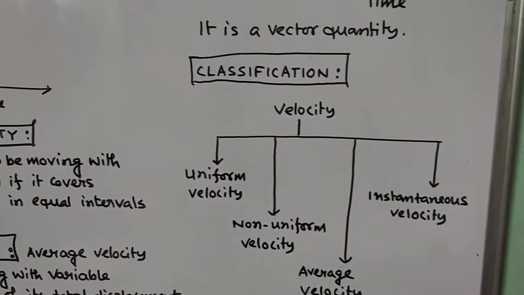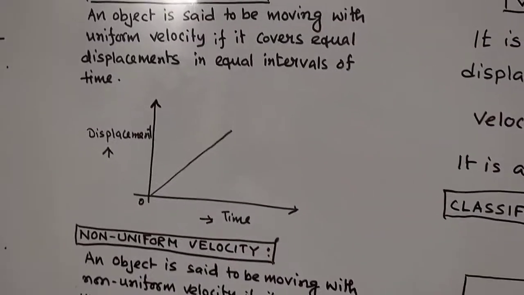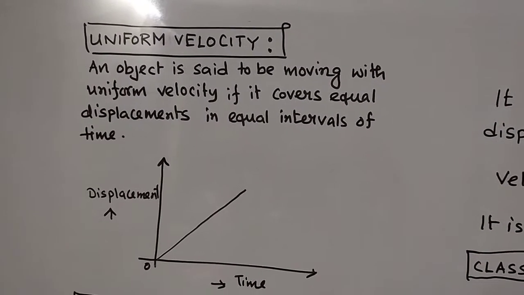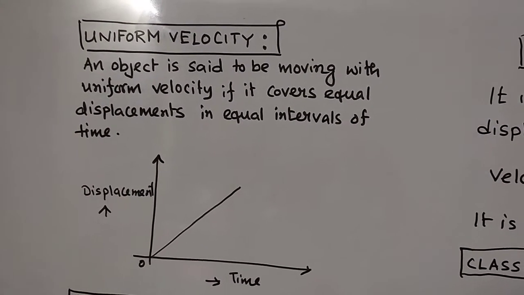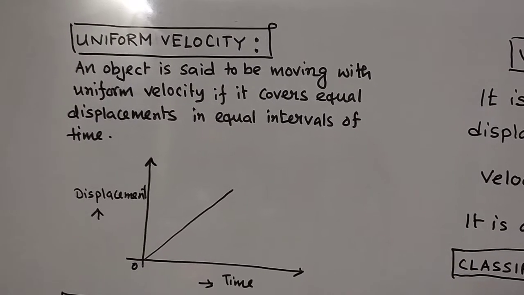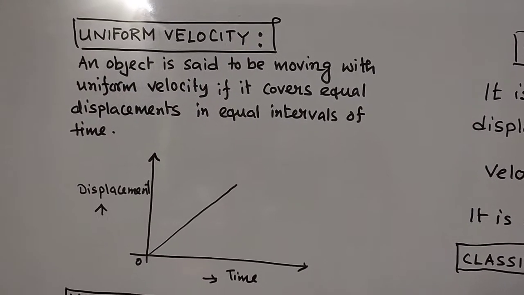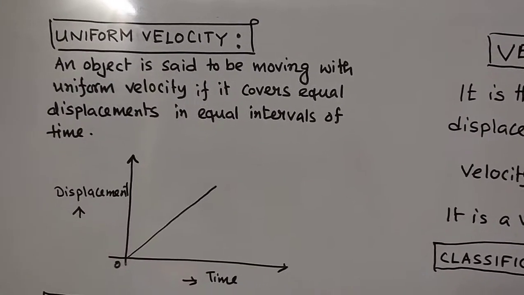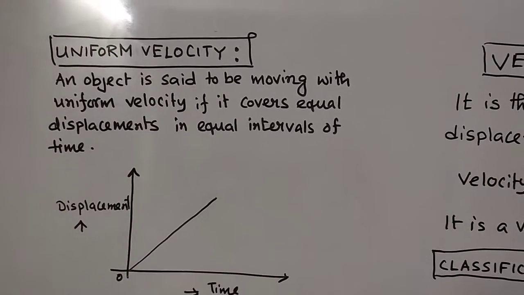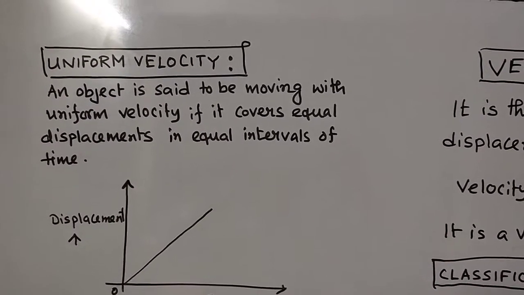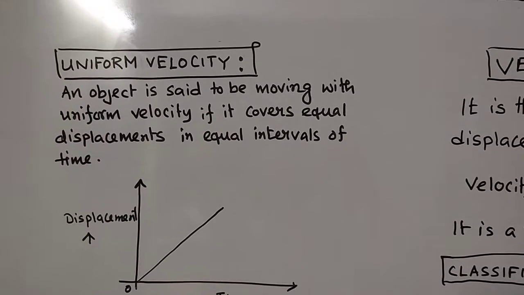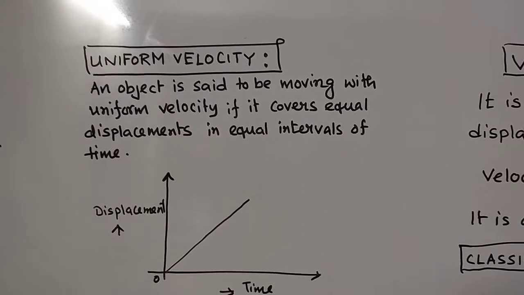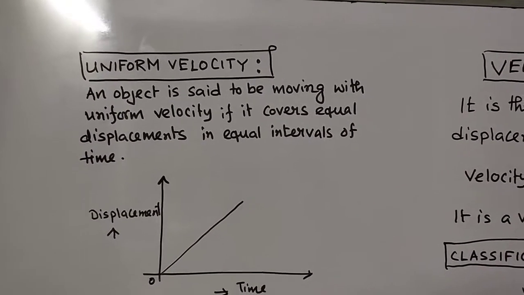Now let me define uniform velocity. It is the same as speed, but here we change distance to displacement. An object is said to be moving with uniform velocity if it covers equal displacement in equal intervals of time. Now, what is displacement? Displacement is the shortest distance, or you can say the shortest length from the initial to the final position, and distance is the total path length.